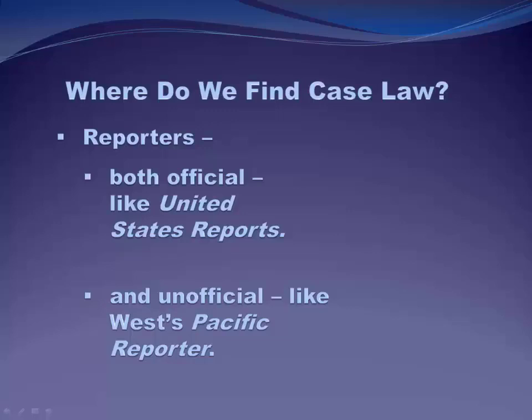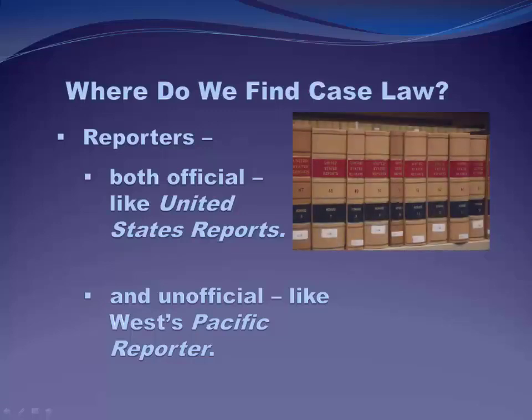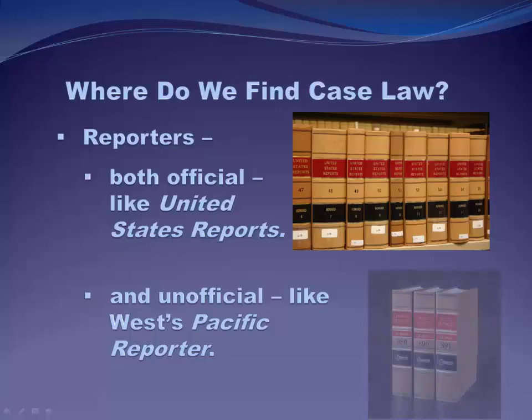So where do we find it? There's, as I said, reporters. They're either official, like the United States Reports. And when I say official, I mean it's been designated by statute and it's an official publication of the government. It'll either be the federal government or a state. And there's unofficial, like West's Pacific Reporter, which are generally annotated. We'll talk about annotated codes next week. These are annotated case decisions, so they're kind of a combination of the primary law, which is the opinion or the words of the court, and some helpful finding aids that are provided by the West editors.